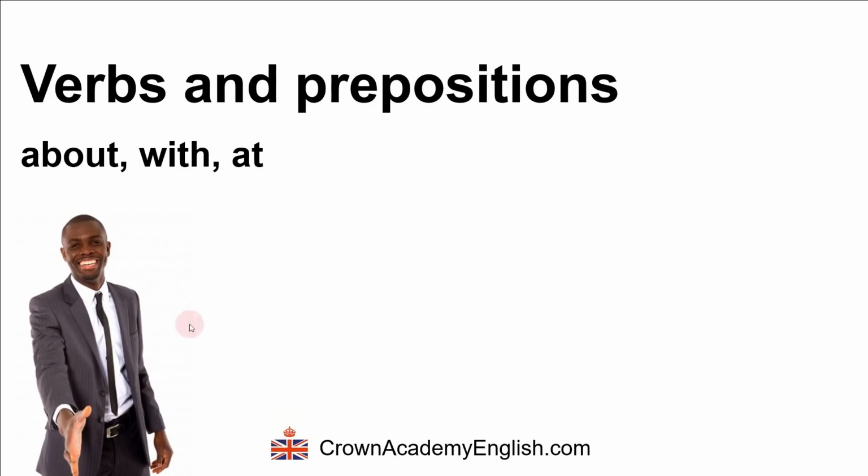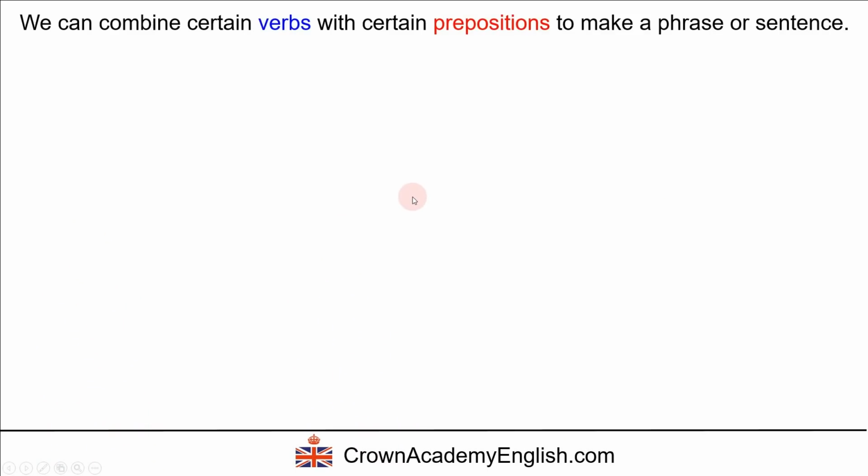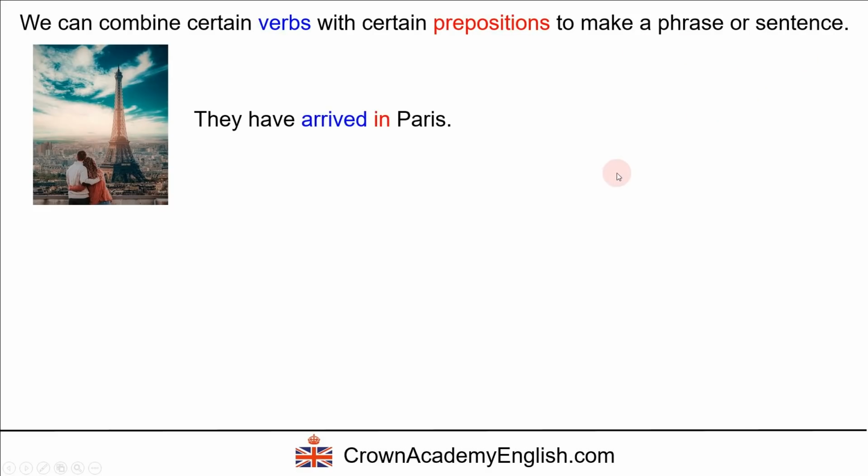Today's lesson is verbs and prepositions: about, with, at. We can combine certain verbs with certain prepositions to make a phrase or sentence. Example: they have arrived in Paris. So here we have the verb, and here we have the preposition.